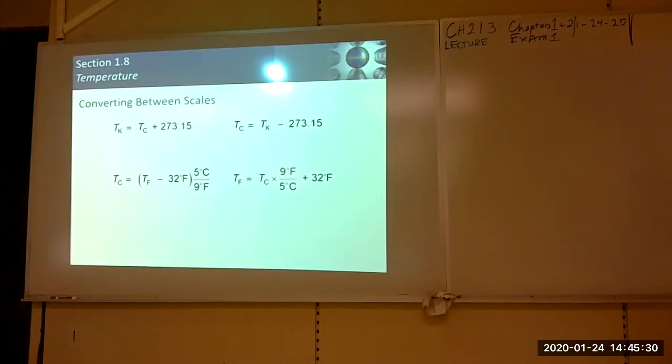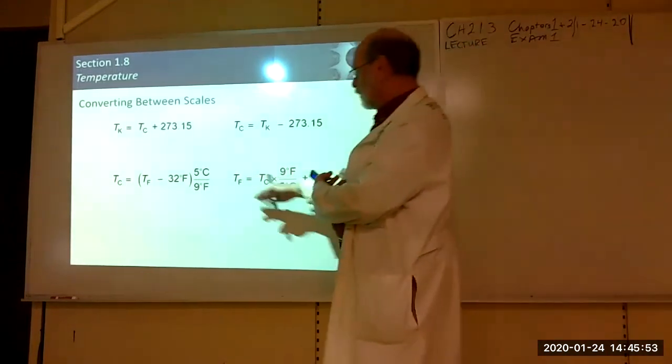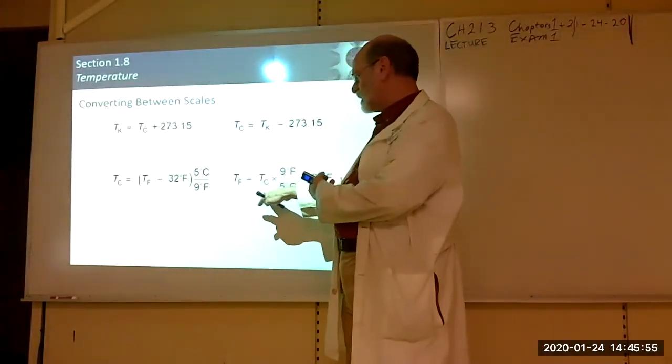Okay, so this converts between scales. If you know one, you can get the rest, right? So this one is the one I was using earlier. Fahrenheit equals 9/5 C plus 32. If you know that one and you know this one, you're done. Because all you have to do, if you know Fahrenheit and you want to find C, you just rearrange the equation, right?